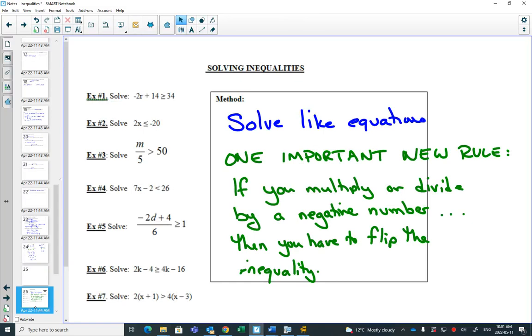So you solve like equations with one new special rule for inequalities. If you multiply or divide by a negative number, then you have to flip the inequality.